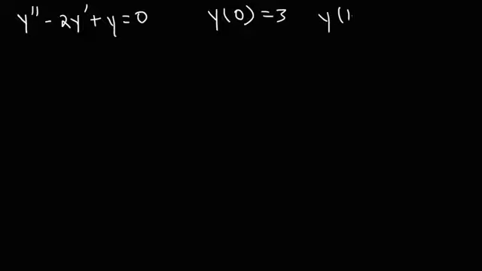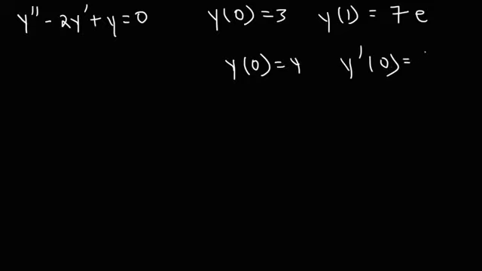We're going to have y double prime minus 2y prime plus y is equal to 0. And this is going to be a boundary value problem. Y of 0 is equal to 3, and y of 1 will be equal to 7 times e. In the initial value problem, in the last problem that we did, we had y of 0 is equal to 4, and y prime of 0 is equal to 6.